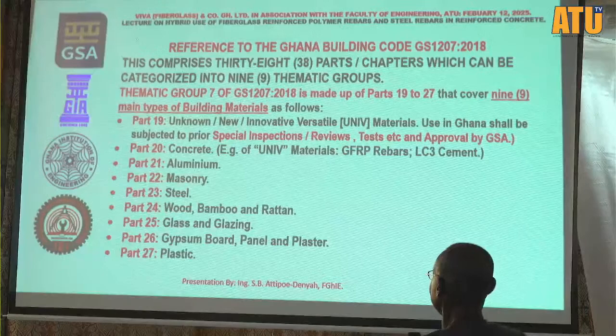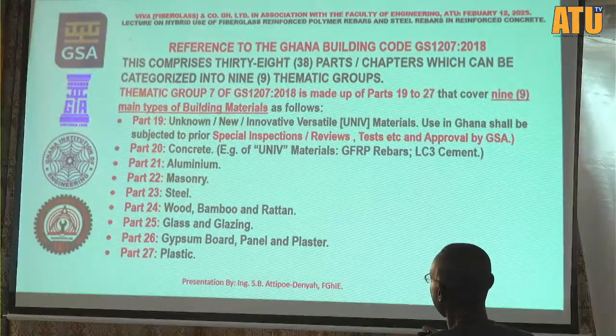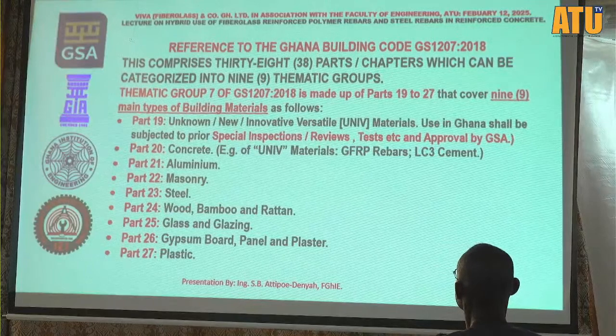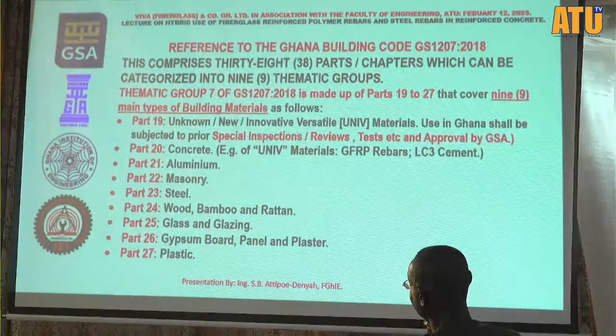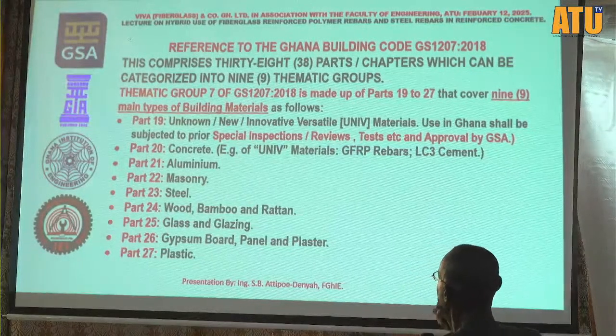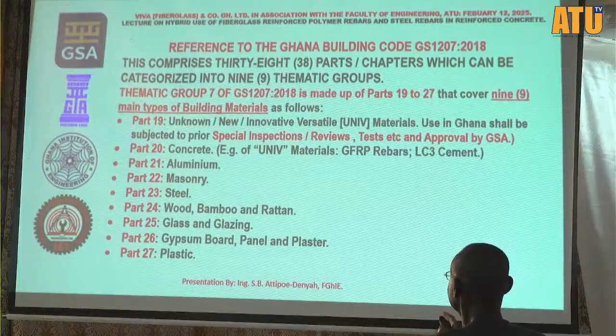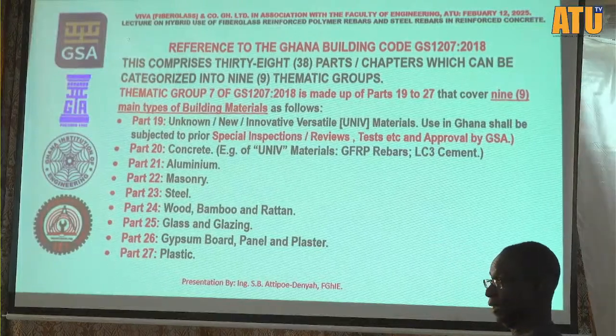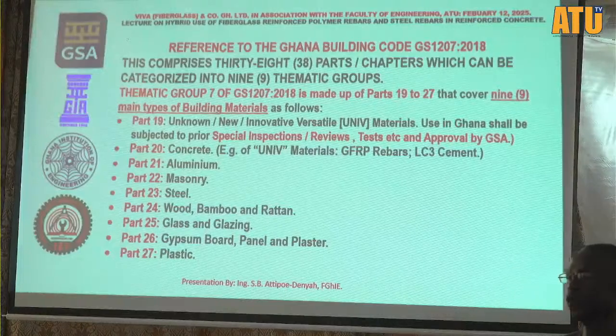The first one is unknown, new, innovative, and versatile material. Used in Ghana, such a material shall be subject to prior inspection, review, test, etc., and approval by GSA. That is exactly what was done for Viva.